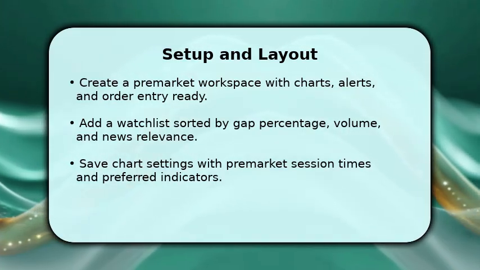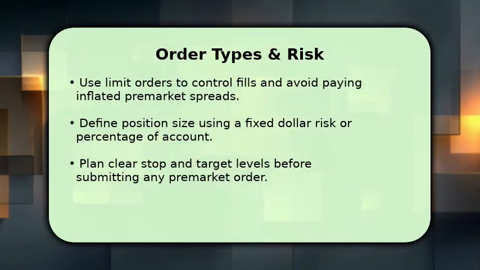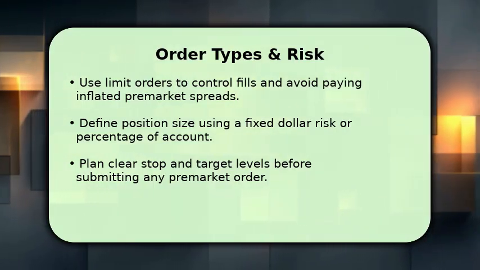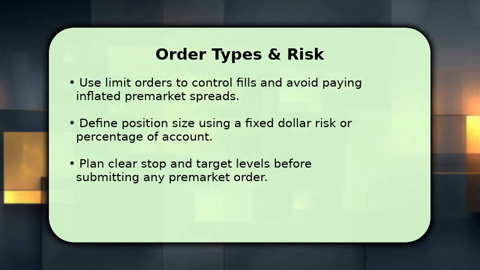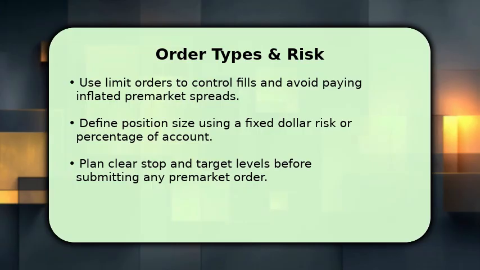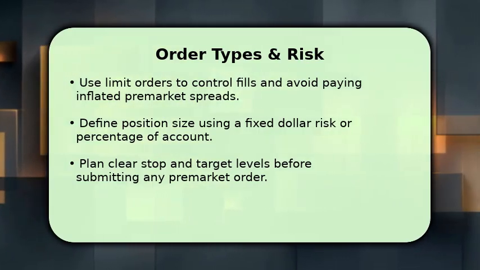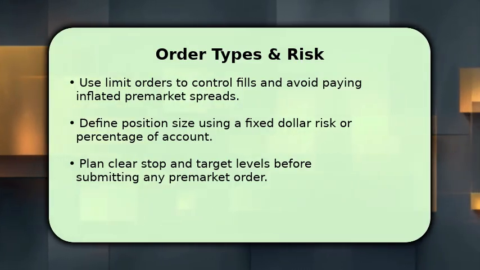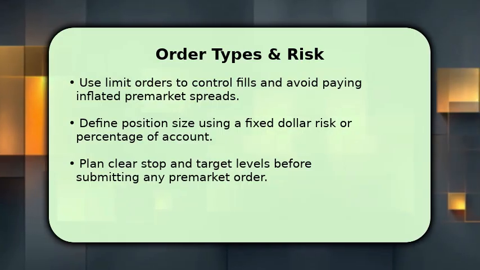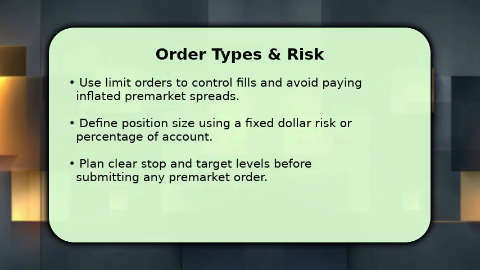and quick execution. Premarket requires discipline with order types and risk controls to protect capital. Favor limit orders to avoid volatile spreads and accidental market fills, and decide position size by dollar risk or percent of account. Predefine stop loss and profit target levels, and consider scaling in with small initial size. Avoid chasing low liquidity plays and respect wider slippage potential by keeping trade sizes conservative during extended hours.